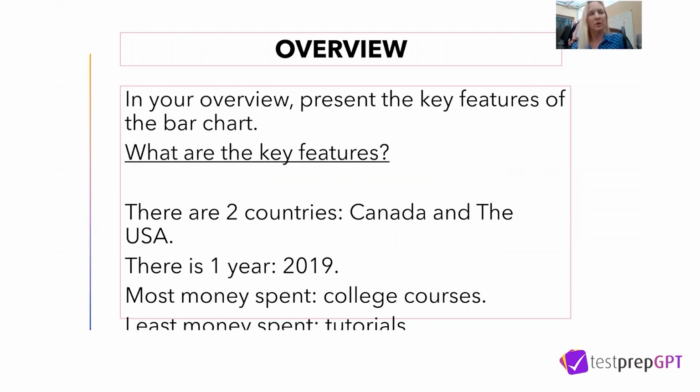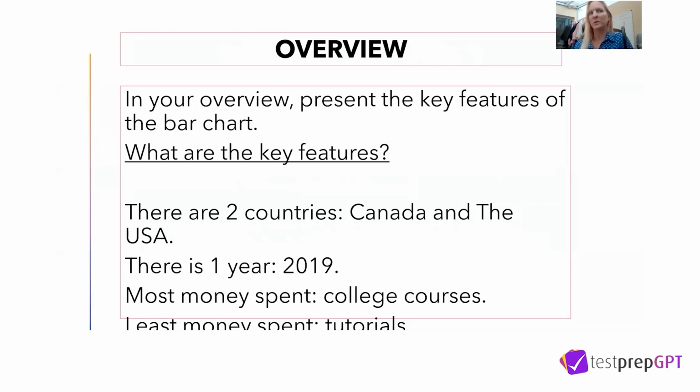Okay, let's turn now to the overview. What is the overview? It is the summary of the graph itself. It's necessary for the IELTS exam. You must write an overview, and the overview includes all of the key features of the bar chart, but not in numerical detail. So in this case, do you remember what the key features are? Well, we have the 2 countries, Canada and the United States. We have the year 2019, and the other key features are the most money spent and the least money spent.